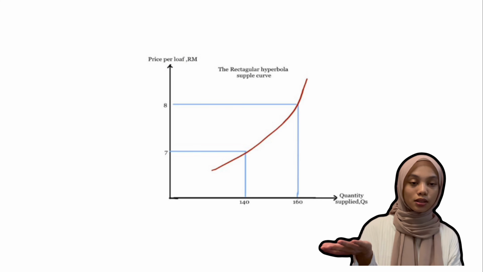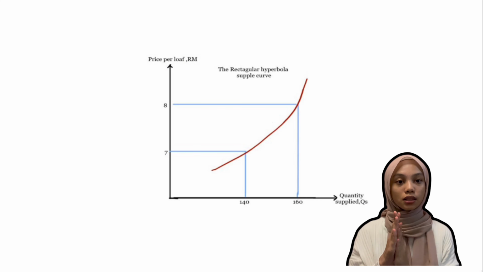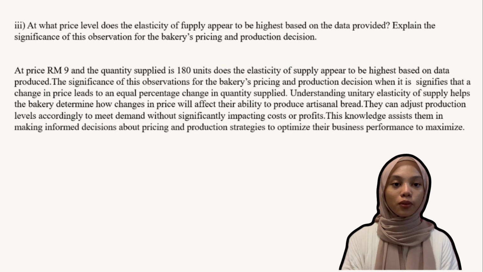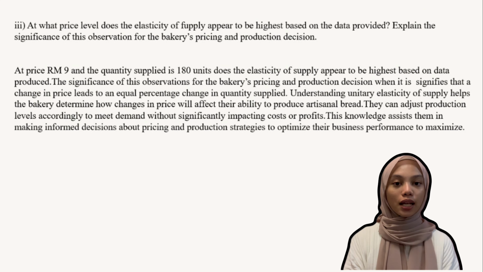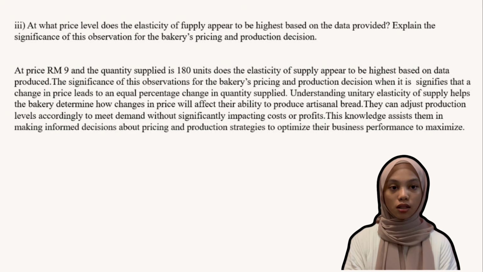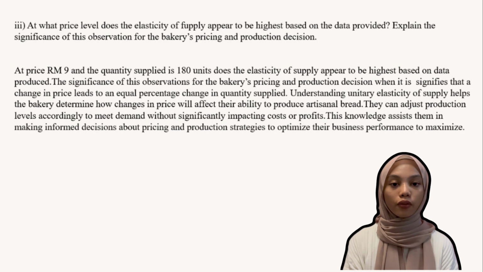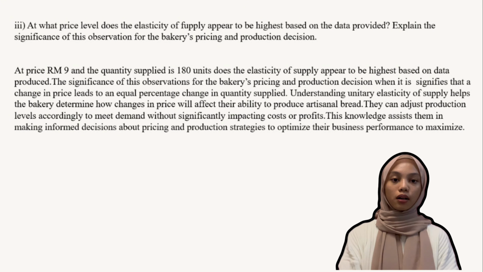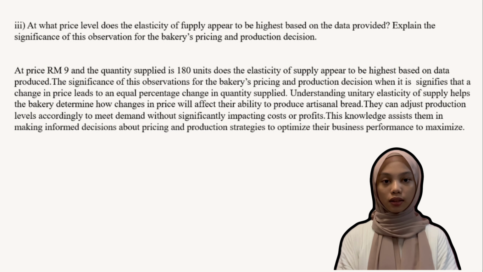So based on the answer given, this is how the graph of the rectangular hyperbola supply curve looks based on the prices given and the quantity supplied. The third Roman question is, at what price level does the elasticity of supply appear to be highest based on the data provided? Explain the significance of these observations for the bakery's pricing and production decisions. So the answer is at a price of 9 ringgit and the quantity supplied is 180 units. Thus the elasticity of supply appears to be highest based on the data provided.